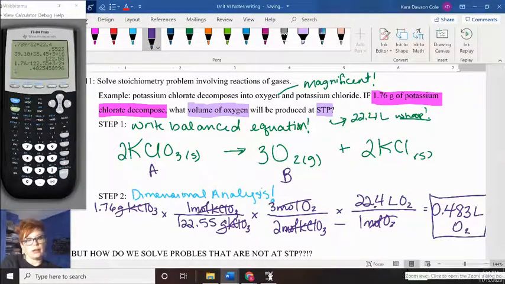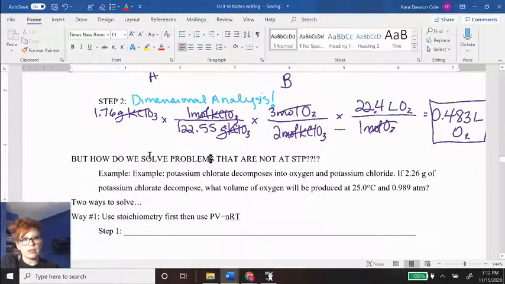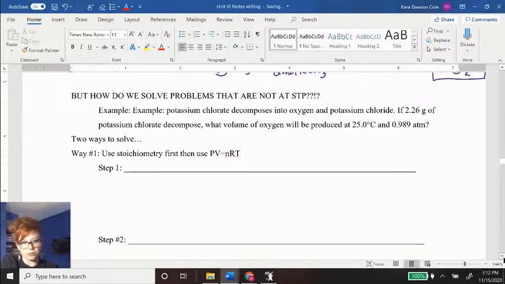So we have seen an example of what we need to do if the gas is at standard temperature and pressure. However, we should know that this actually has to be heated, so there's no way that this is actually going to be at standard temperature and pressure. So how do we solve problems that are not at standard temperature and pressure?